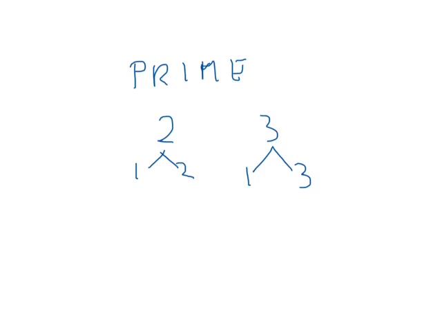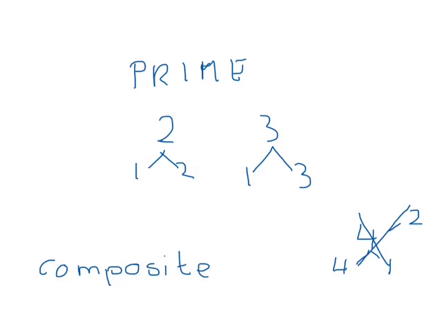If we look at the number 4, 4 can be divided by itself, 1, and it can be divided by 2. Therefore, it's got 3 factors, so it is not prime. Numbers which have more than 2 factors, or not prime numbers in other words, are called composites. So the number 4 is a composite number.